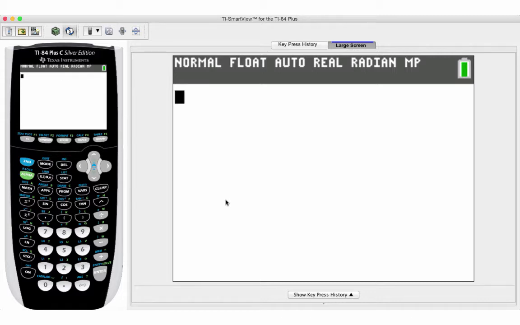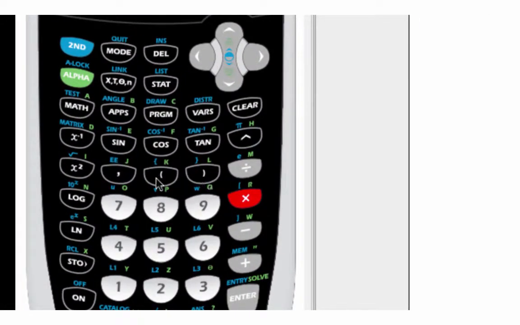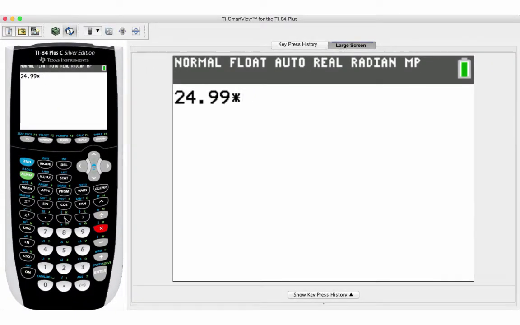And so here's how we do this in a calculator. Take the number 2499. What you're going to do is you're going to multiply. And right here, do you see these 2 keys? These are the grouping keys, or the parenthesis keys. So I type a beginning parenthesis.